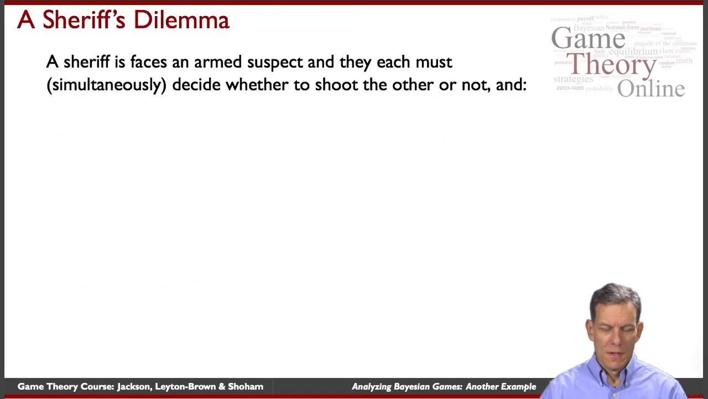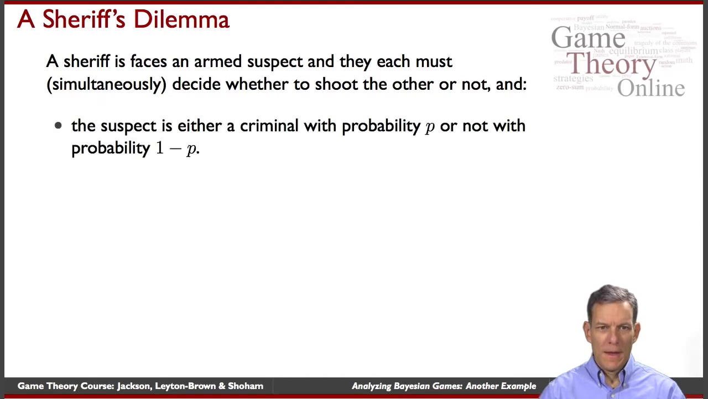So this is sort of a Hollywood style example. So let's call it the sheriff's dilemma. So this is a very simple setting where you've got a sheriff and they're faced with an armed suspect. Imagine they've both pulled guns and they're standing there staring at each other with their guns in hand. And they have to decide whether to shoot at the other or not. We could do this in the Wild West. We could do it in a cop thriller, etc.